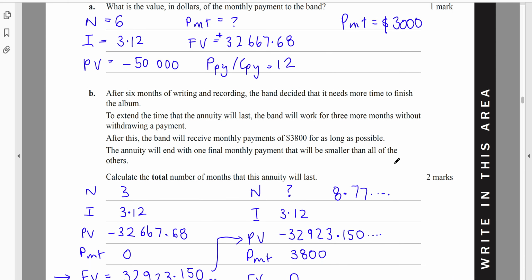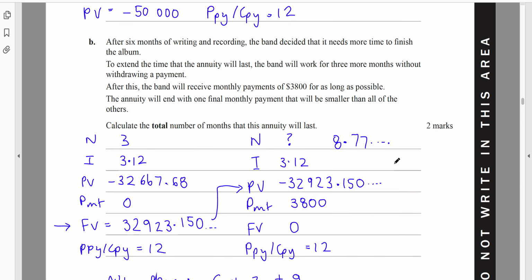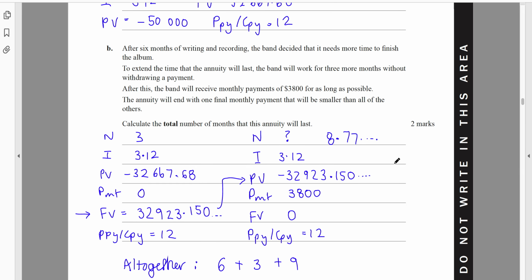Okay, this last one is a little bit trickier. It is a two-part solver. We know that we need to expect two-part solver questions. They are, I guess, the challenge within this topic, and here we have one. So after 6 months, the band decided they need more time and they want to extend that annuity. And to do that, they're going to work for 3 months without taking any money out. After that, they're going to take some money out, $3,800, and they're only going to do that for as long as they can. And we want to know how long is that? How long in total is this going to last, this annuity?